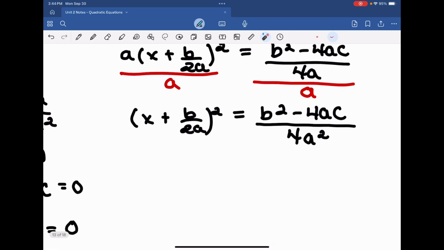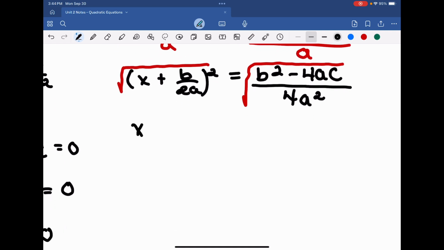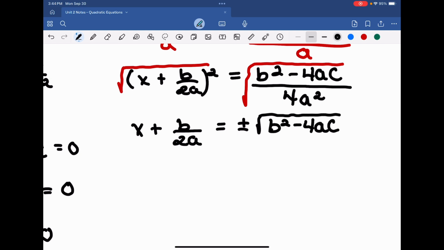Now what I want to do is square root both sides. I'm going to take the square root of the left, and the square root of the right. This is going to give us x plus b over 2a is equal to plus or minus the square root of b squared minus 4ac divided by the square root of 4a squared, which is 2a.